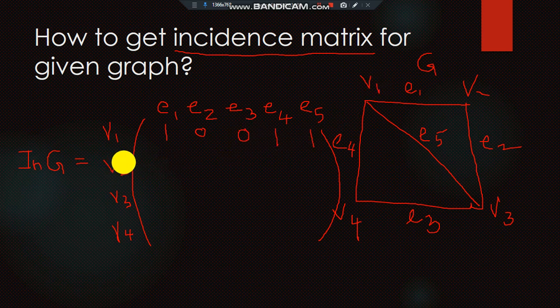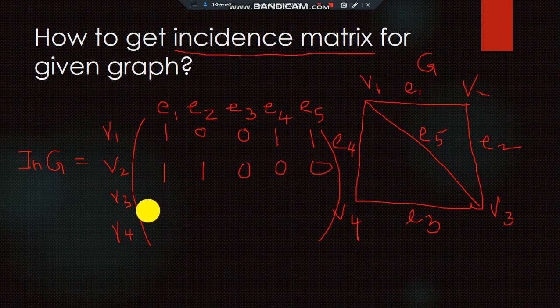Now come to the edges incident on V2. E1 is incident on V2. Then E2 is incident on V2. So E2 is incident on V2, 1. Then E3, no other edges are incident on V2. Therefore we have to put 0, 0, 0.